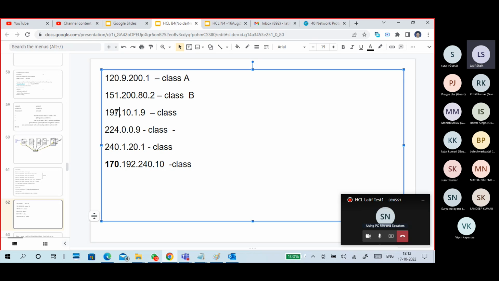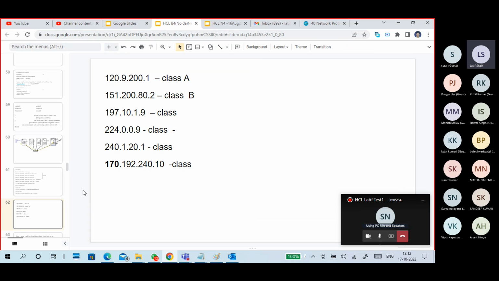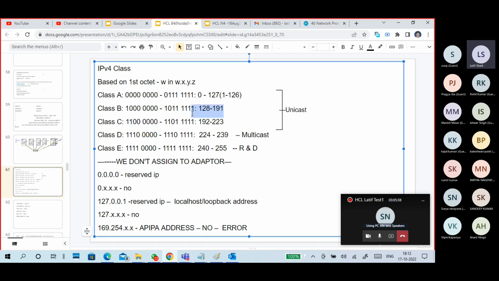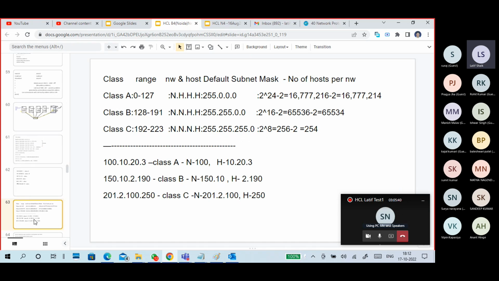Identify which class it is, based on the first octet of the IP address. Also see that the remaining octets should not be more than 255. See the first octet, check it against the range, and identify which class it is.